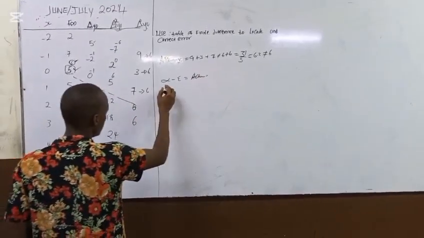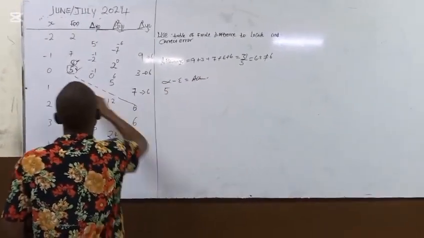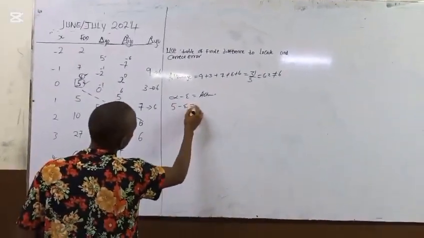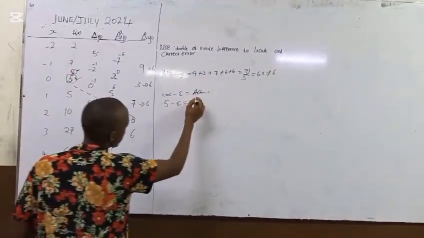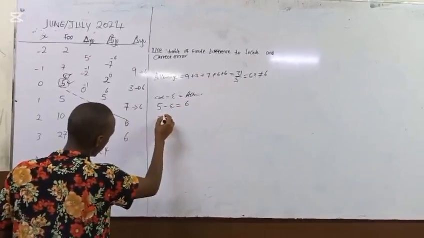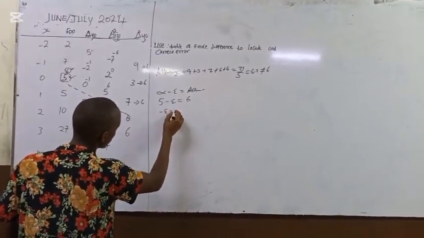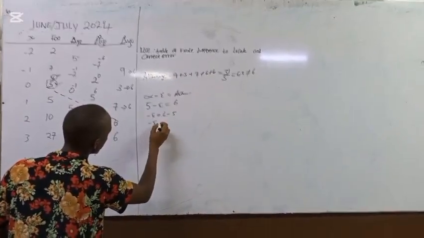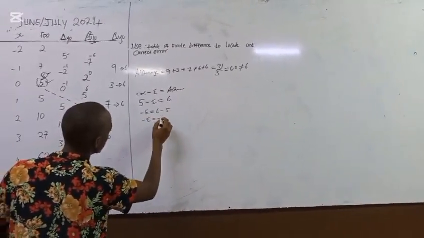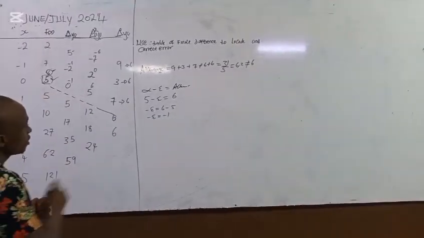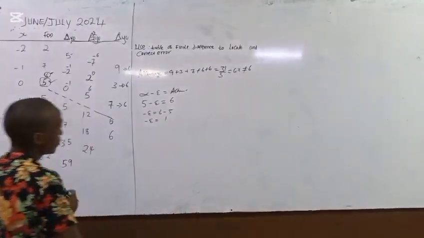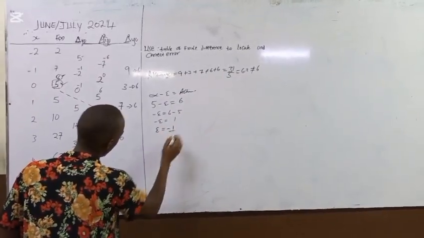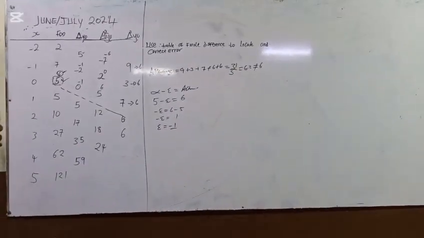So 5 is alpha, the number with error. The number with error minus error is equal to the actual number, which is now 6. So 5 minus error is equal to 6, which means minus error is equal to 1. So our error is equal to -1.